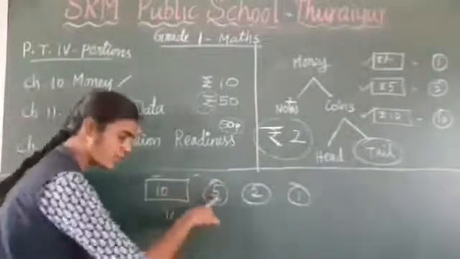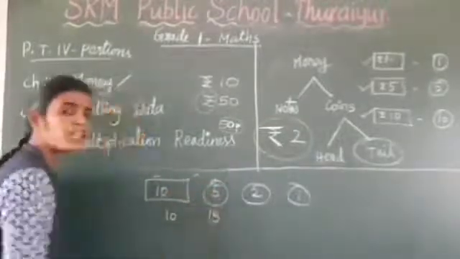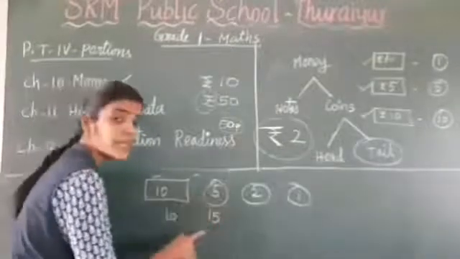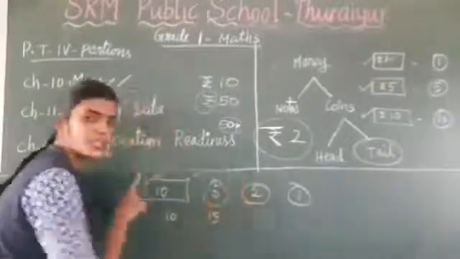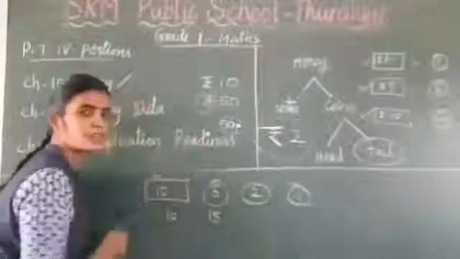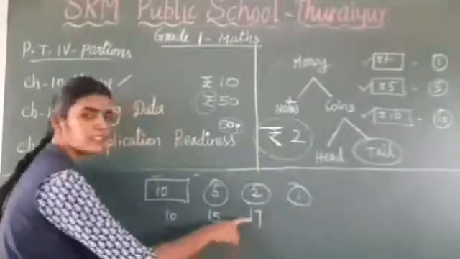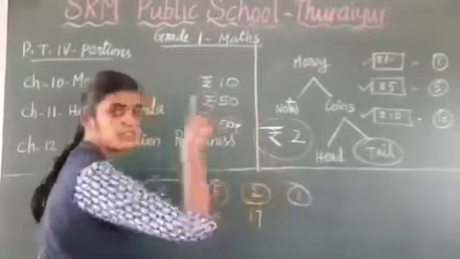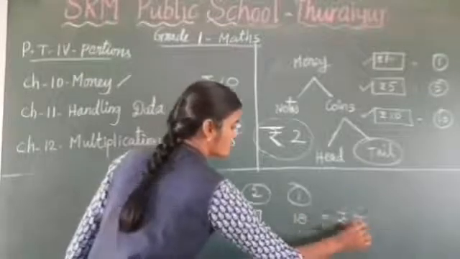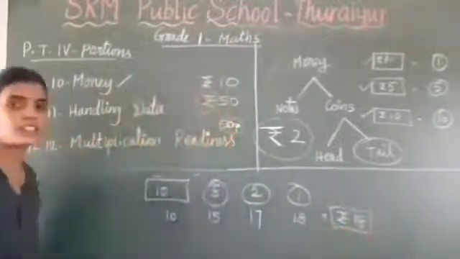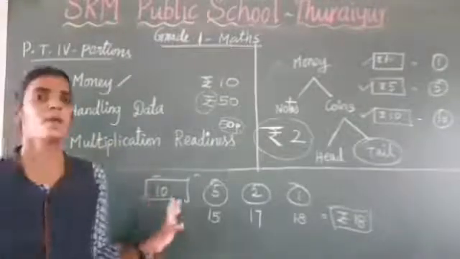What is the value given? Just add it. 10 plus 5, 15. Know the addition? Yes, 10 plus 5, 15. Again take this number and add the next coin. 15 plus 2, 15, after that 16, 17. Okay, 17. Take this 17 and add the next number. 17 plus 1, 18. So the total value of this is 18 rupees. What is the total amount? 18 rupees. So these are the important things in this money chapter.